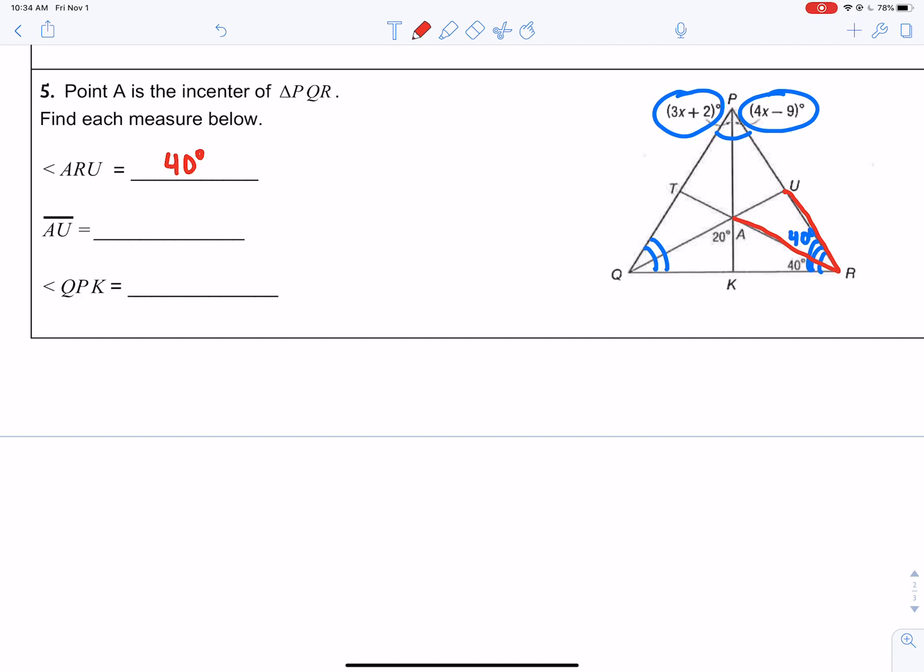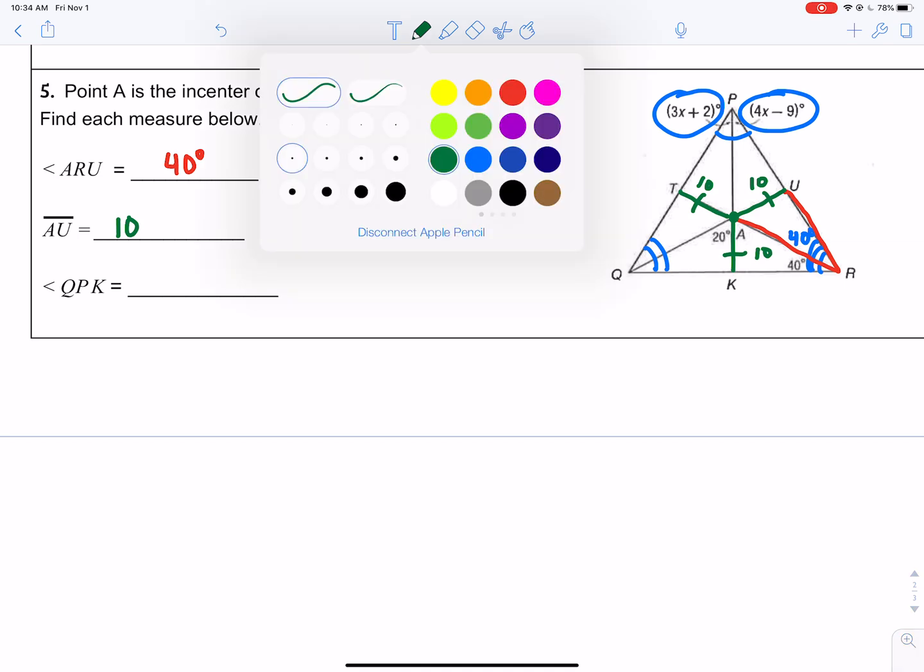Then they said to find AU. So we know that from the incenter to the side of the triangle, those would all be equal, but we don't know what any of those are equal to, so we can't really figure it out. If they had said that like this was 10, just for example, those would all be equal to 10. So let's just pretend they told us that, and we're just going to put 10 right there. But they really didn't give us enough information on this one, but the one on your quiz would have enough information to figure it out.